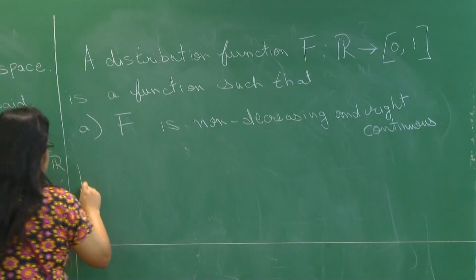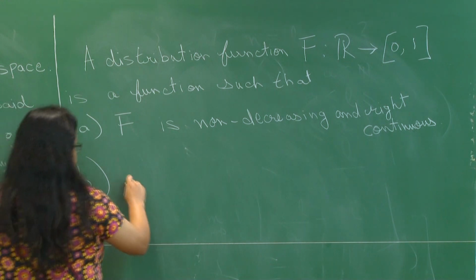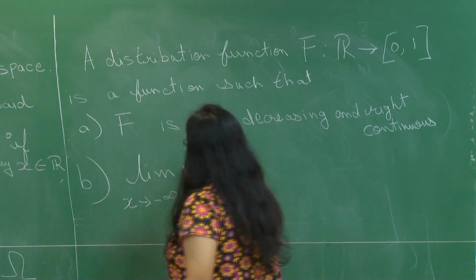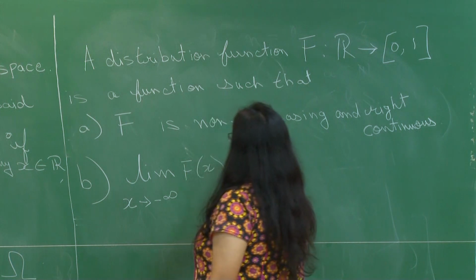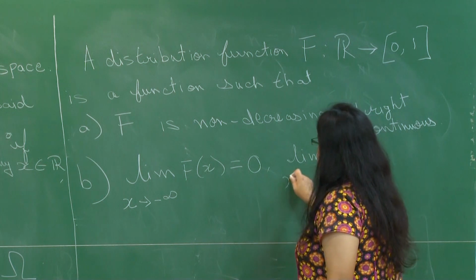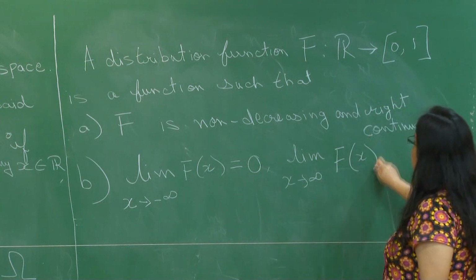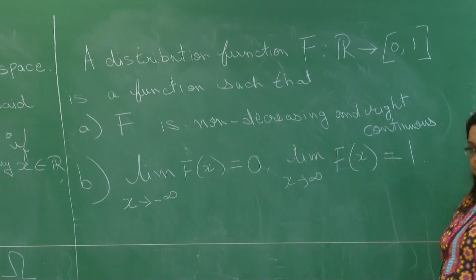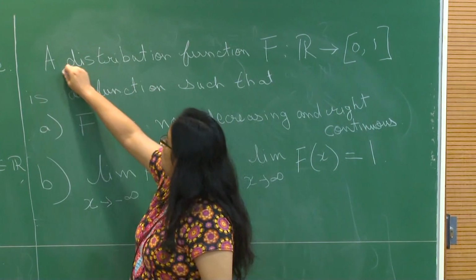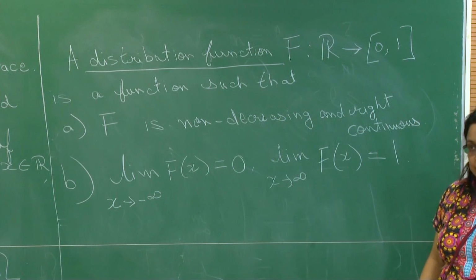And the other assumption is that as x goes to minus infinity, the limit of F of x goes to 0, and as x goes to infinity, F of x goes to 1. So, whenever we say that something is a distribution, this is what we mean. It is a function from R to the closed interval 0 to 1 satisfying these properties.